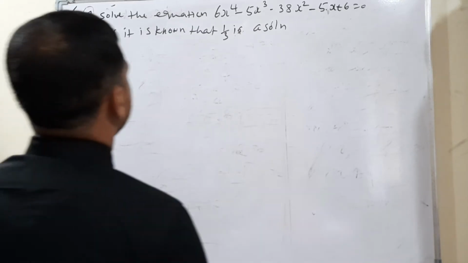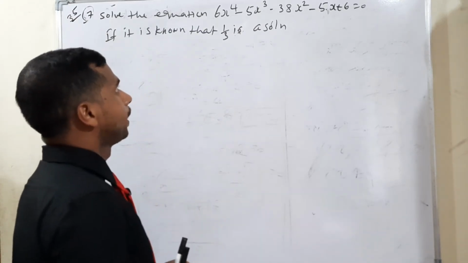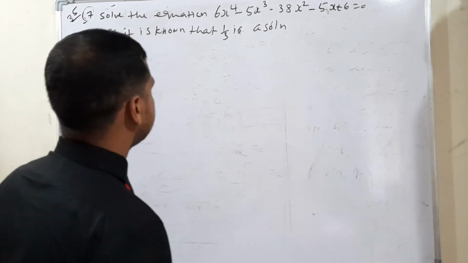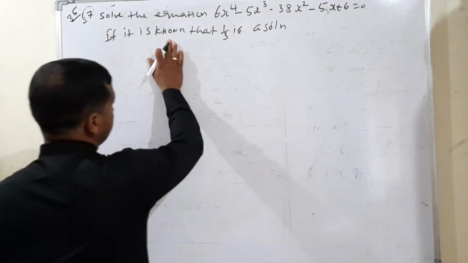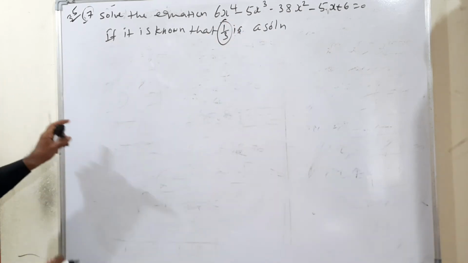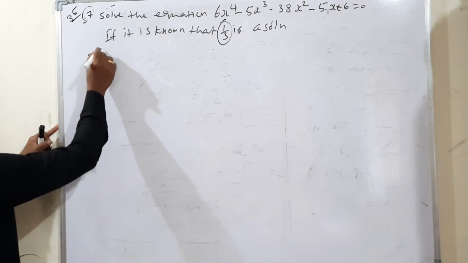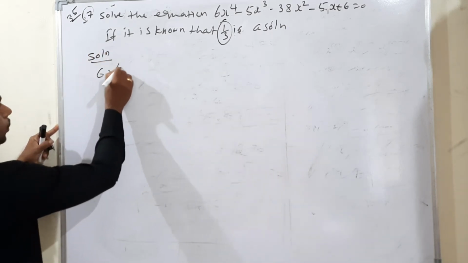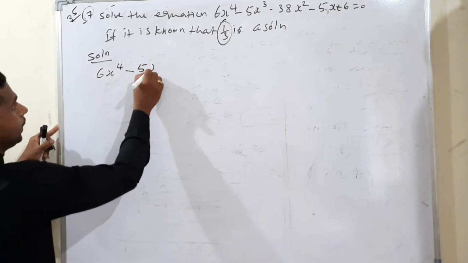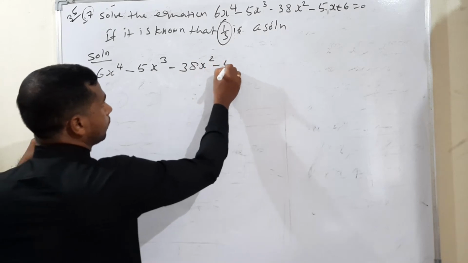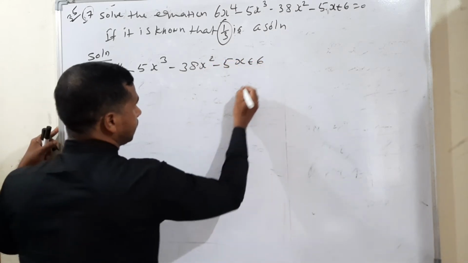Question number 7. Solve the equation 6x to the power 4 minus 5x cube minus 38x square minus 5x plus 6 is equal to 0. Given also, this is one of the solutions: 1 by 3 is one of the solutions of this question. Okay. So, solution, I would like to rewrite the question. 6x to the power 4 minus 5x cube minus 38x square minus 5x plus 6 is equal to 0.